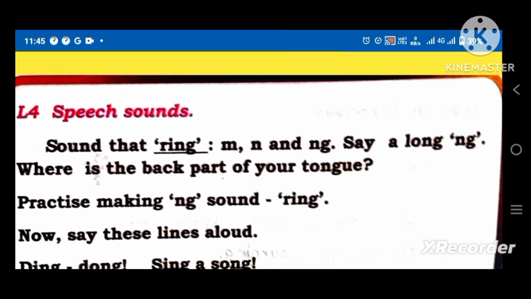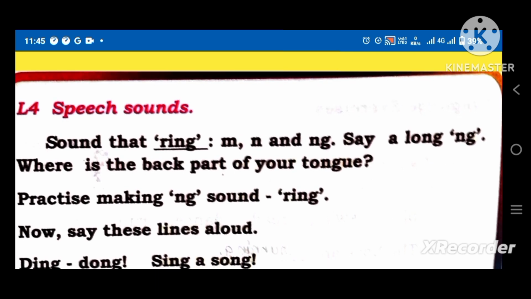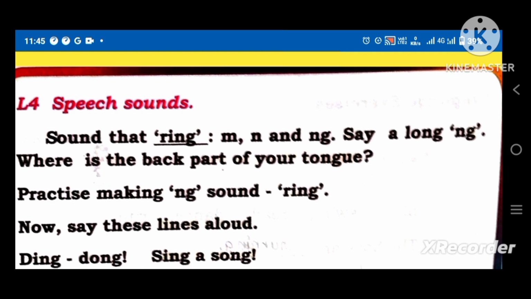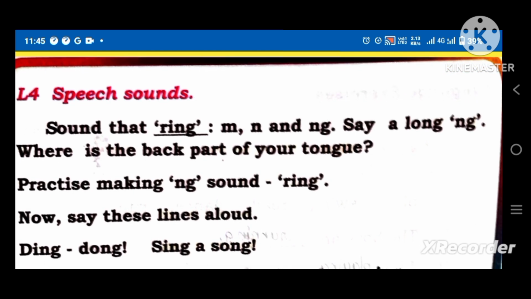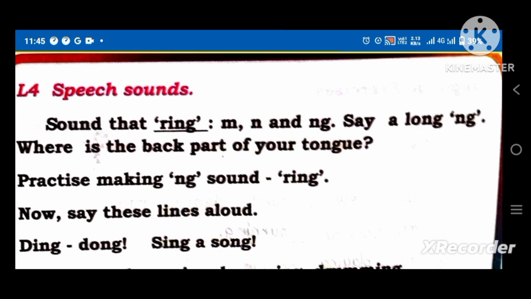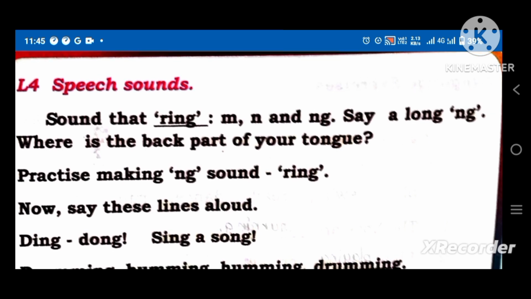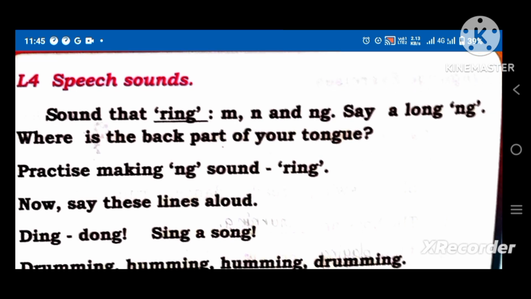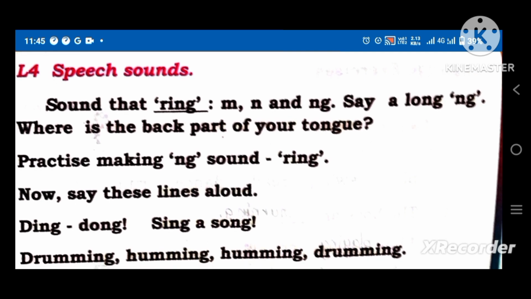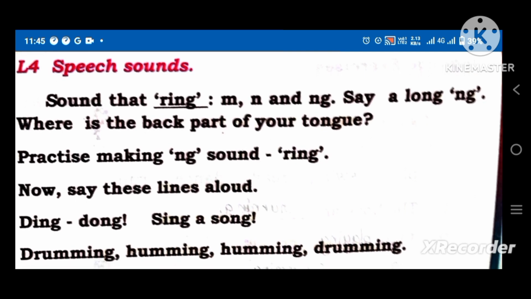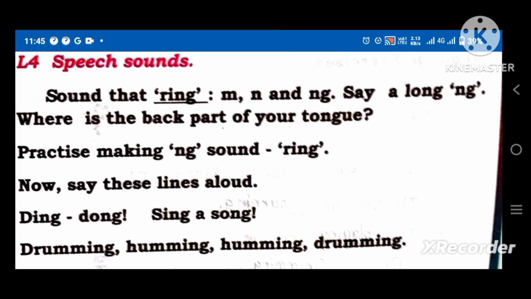Fourth main: Speech sounds. The sound in "ring": n and ng. Say a long ng. Where is the back part of your tongue? Practice making the ng sound in ring.